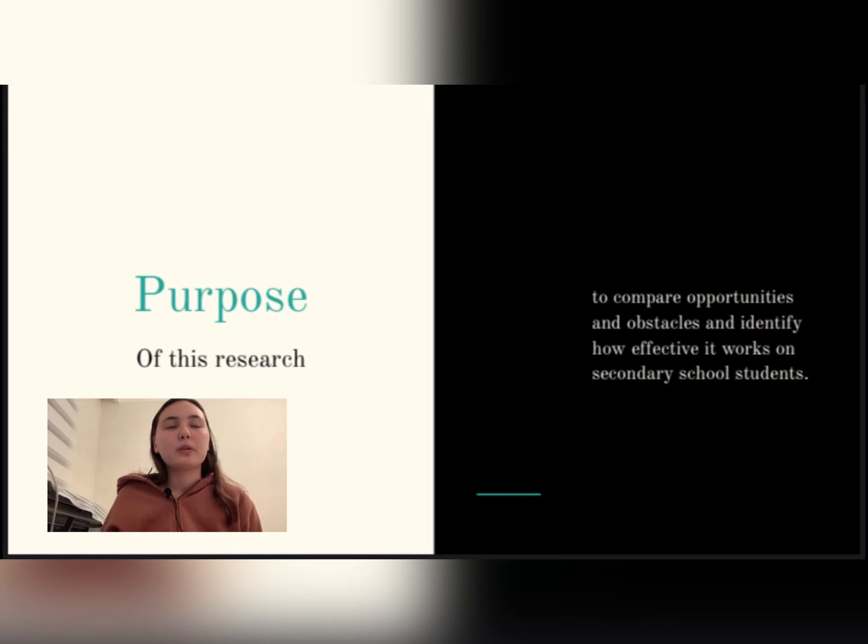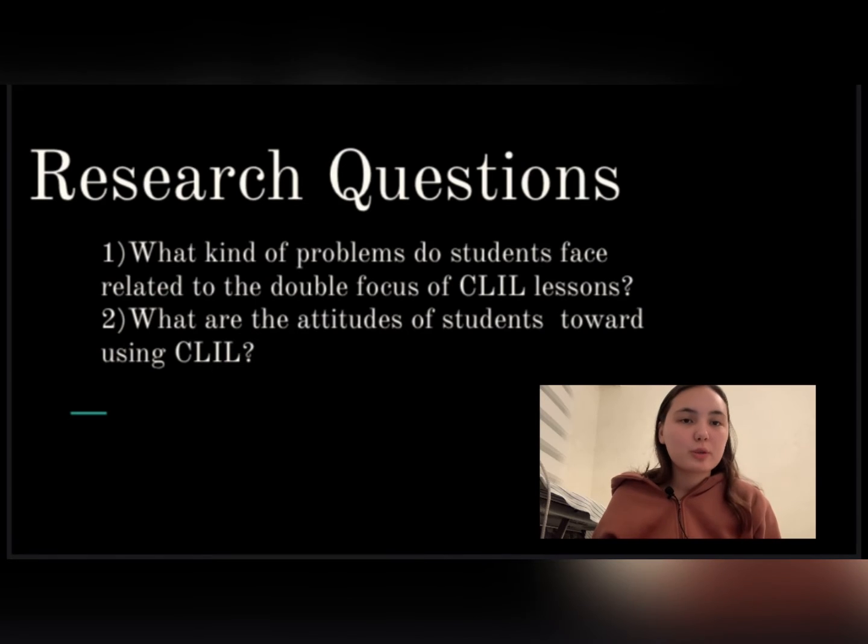So let's talk about the purpose related to the topic. The purpose of this study is to compare opportunities and obstacles and identify how CLIL effectively works on secondary school students. So about the research questions, here are my two big main research questions. What kind of problem do students face related to the double focus of CLIL lessons? And the second is, what are the attitudes of students towards using CLIL in their classes?